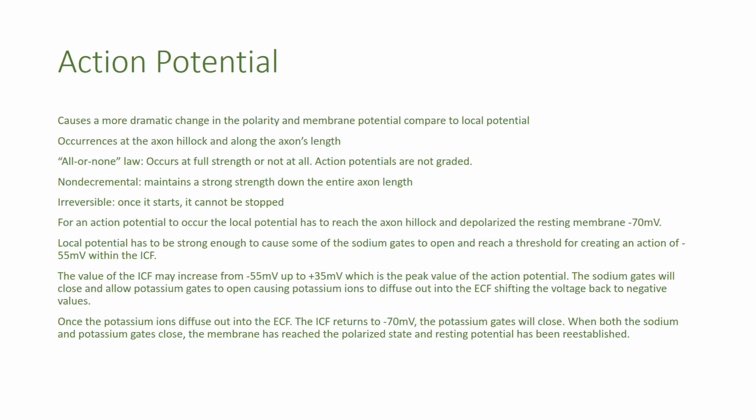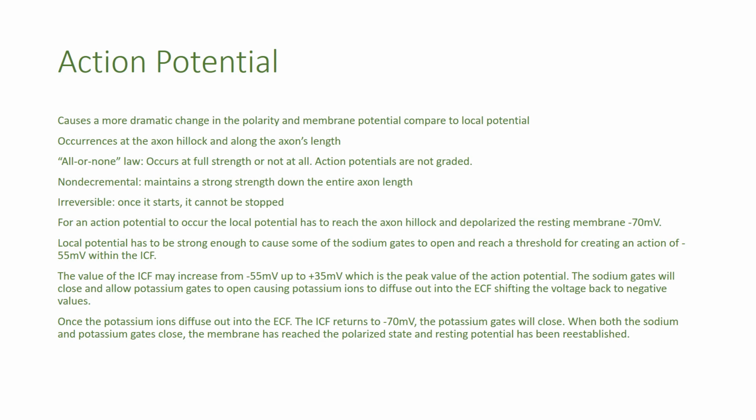Action potential causes a more dramatic change in the polarity and membrane potential compared to local potentials. It occurs at the axon hillock and along the axon's length. It follows the all-or-none law, which means it occurs at full strength or not at all. Action potentials are not graded. They're also non-decremental, which means they maintain a strong strength down the entire axon length. It is irreversible, which means once it starts, it cannot be stopped.